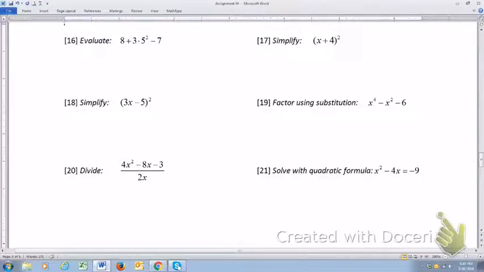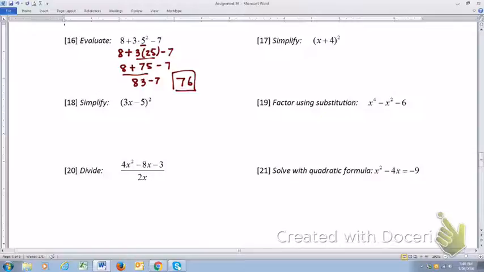Alright, so now we have a few review problems to do. Number 16 is an order of operations problem. We want to square first. Next thing we want to do is multiply. Remember, additions and subtractions come last. And so finally we end up with 76.